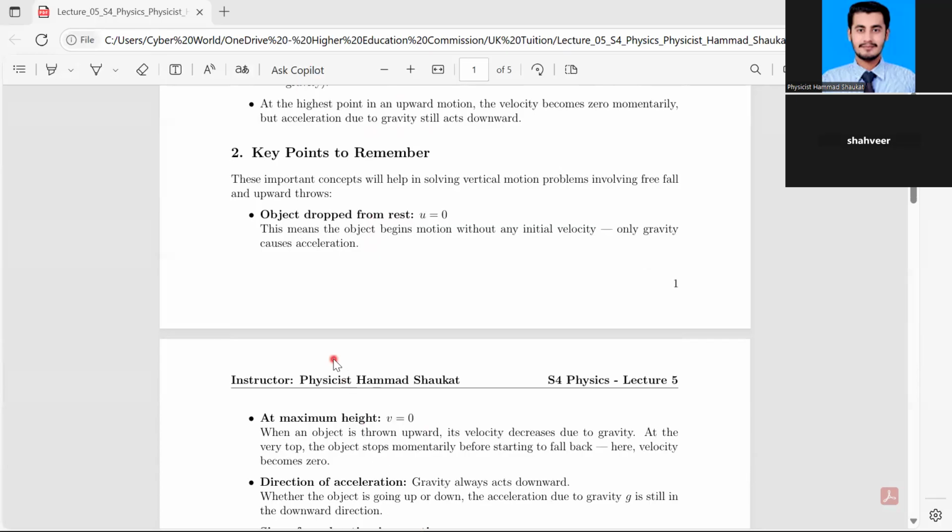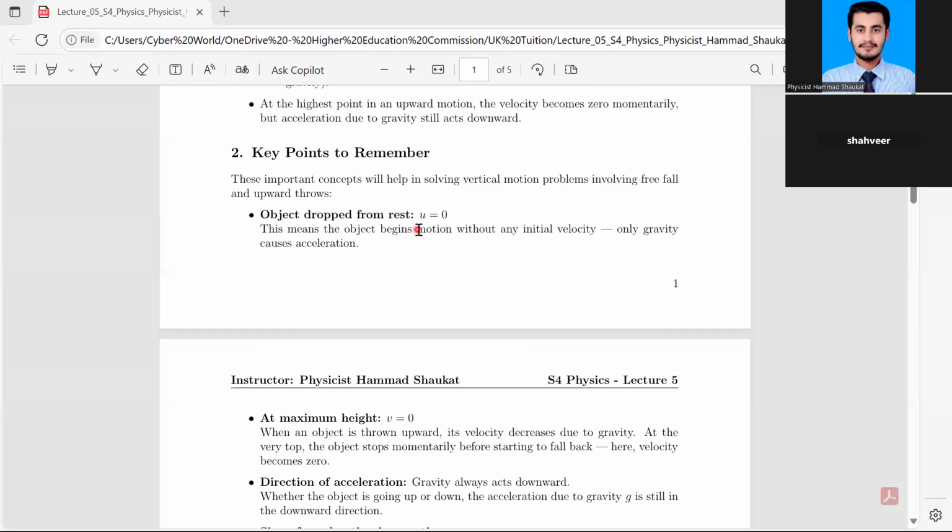So here are some key points which you have to remember. Those key points are basically that you have to learn about objects dropped from rest. You know that this small u basically means initial velocity, or the final velocity.